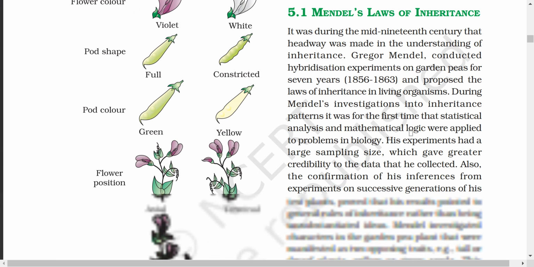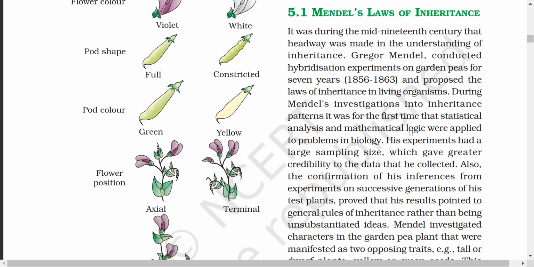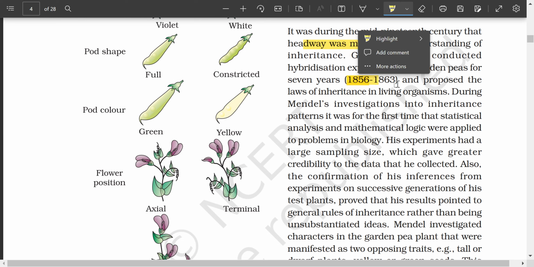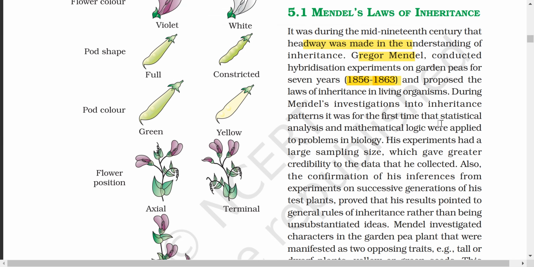Mendel's law of inheritance. Of course, whenever we talk in terms of inheritance, we have to talk about Mendel. It was during the mid 19th century that headway was made in the understanding of inheritance. Gregor Mendel conducted hybridization experiments on garden peas for 7 years. Just so you know, this date has been asked in your NEET exam. Find this. So, for 7 years, from 1856 to 1863, Mendel was working and proposed the laws of inheritance in living organisms.